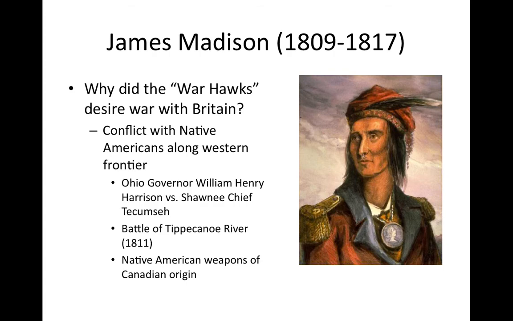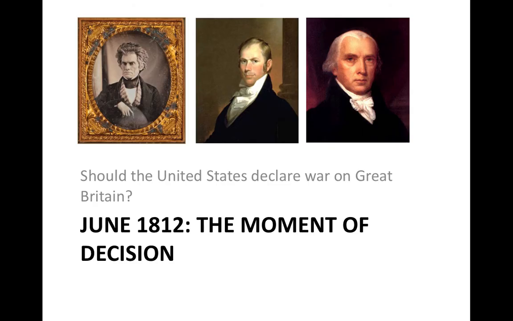And what happens is they discover at the end of this battle that Native Americans actually did have weapons that came from Canada. So the British had been supplying the Native Americans with weapons. This was all the proof Americans needed that the British presence in Canada was a problem if European Americans wanted the Native Americans to be defeated along the western frontier.